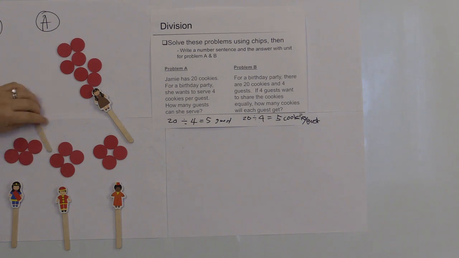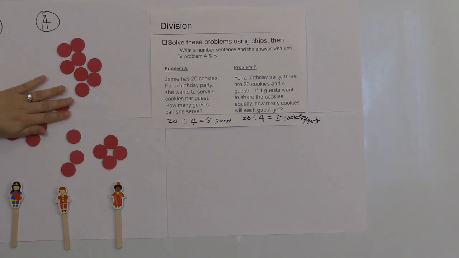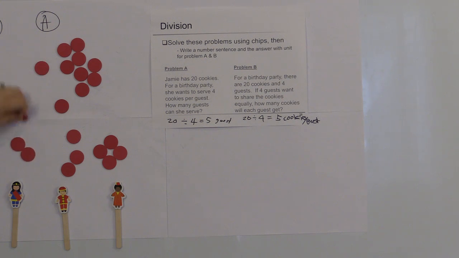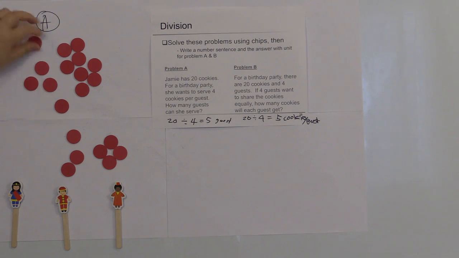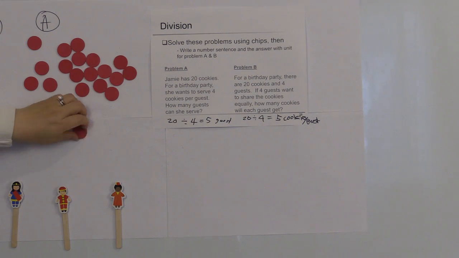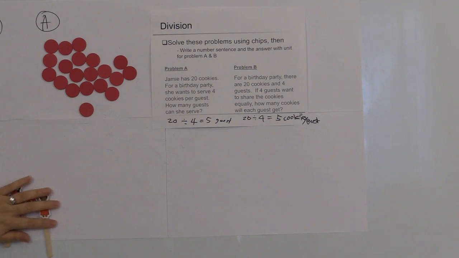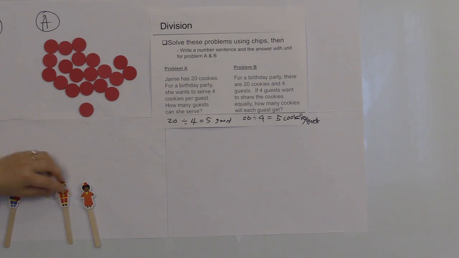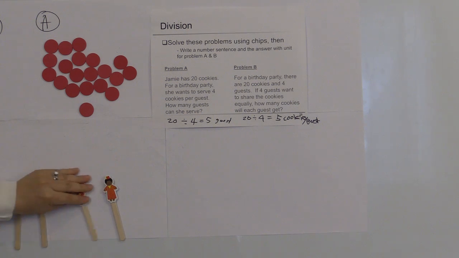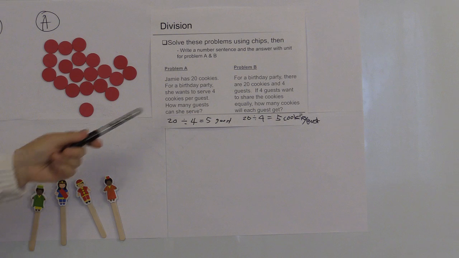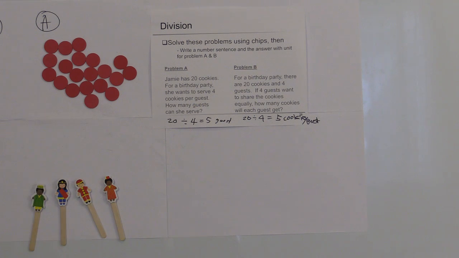What about problem B? If this is problem B, I still have 20 cookies here. I have 20 cookies, but this time, do I know the number of guests or the number of cookies per guest? So I have 4 guests who want to share. Fair sharing is an important concept and kids love fair sharing. Fair sharing is a pretty familiar context for kids. So here I have 4 guests. Then how can I do that? We don't know how many per guest.